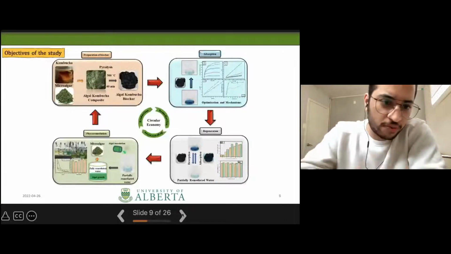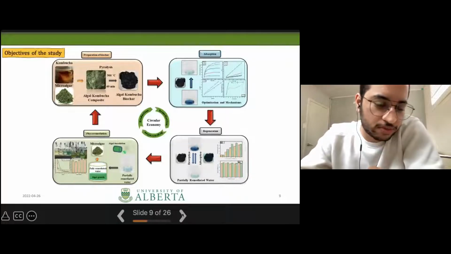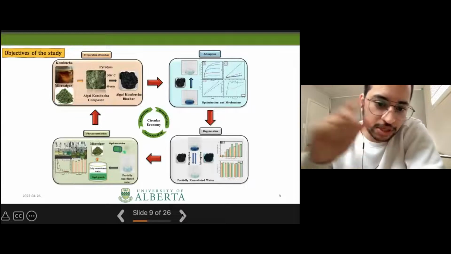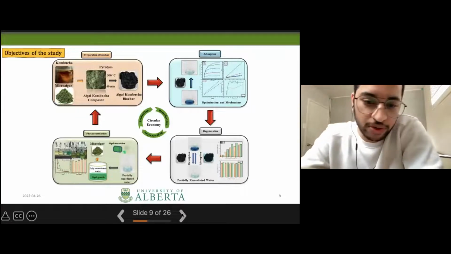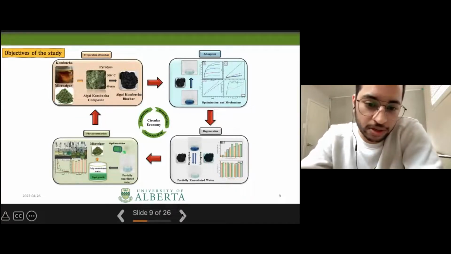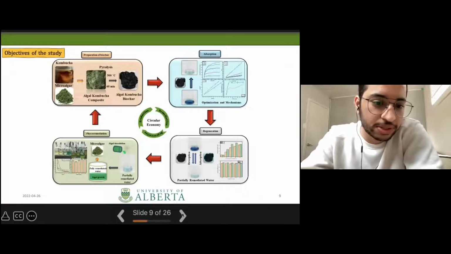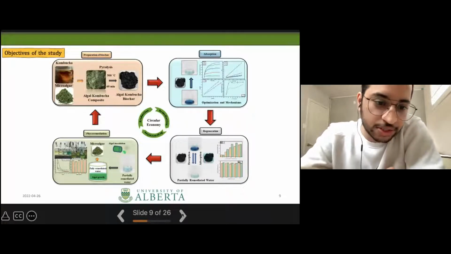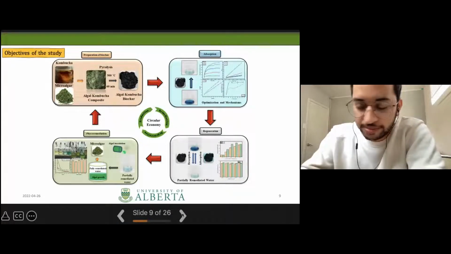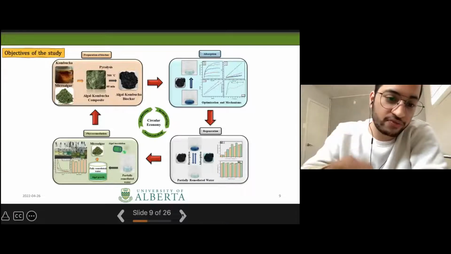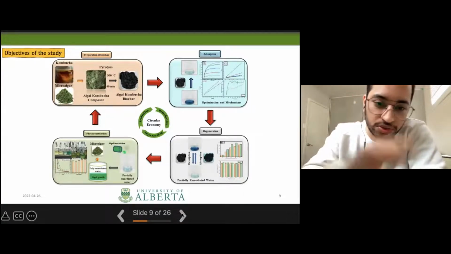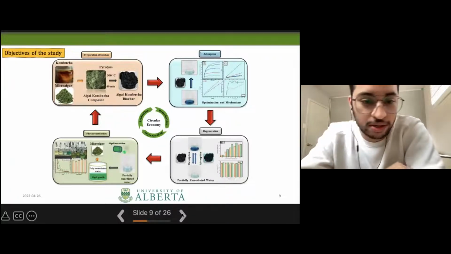So this is an overall idea of what we have done. We prepared biochar, we carried out the adsorption experiments, then we also tested the reusability of biochar by performing desorption and adsorption experiments. Then we used the partially remediated water to grow microalgae in it, and we harvested the algae. And again, the microalgae which we harvested can be reused to produce biochar. So it basically becomes a cyclical process.